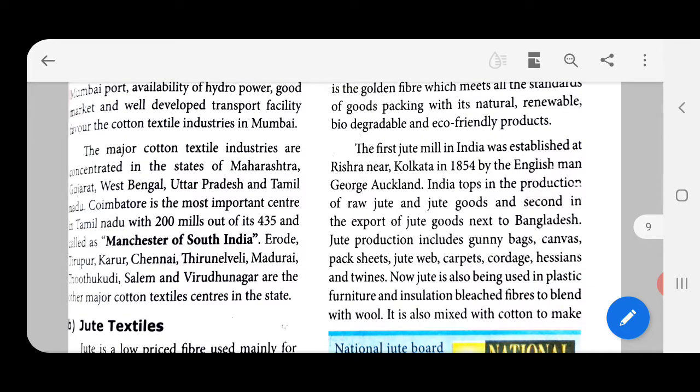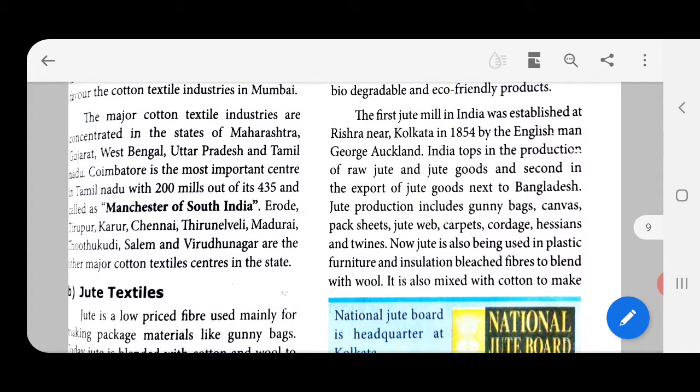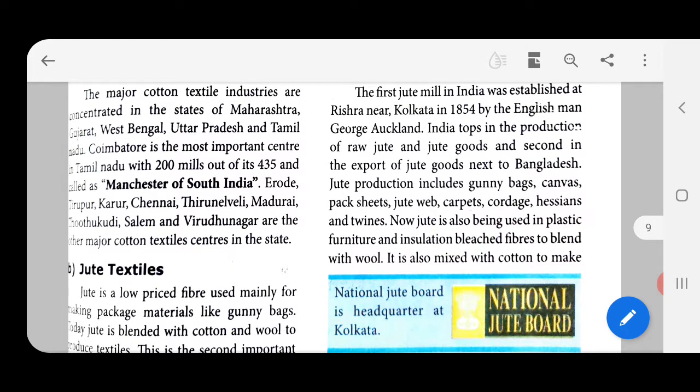The first jute mill in India was established at Rishra near Kolkata in 1854 by the Englishman George Acland. India tops in the production of raw jute and jute goods, and is second in the export of jute goods next to Bangladesh.